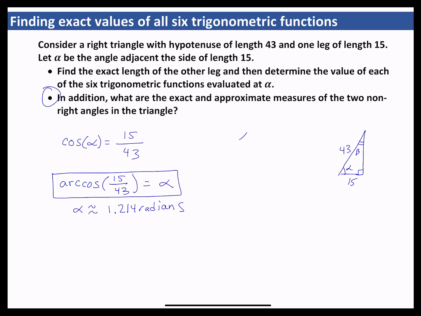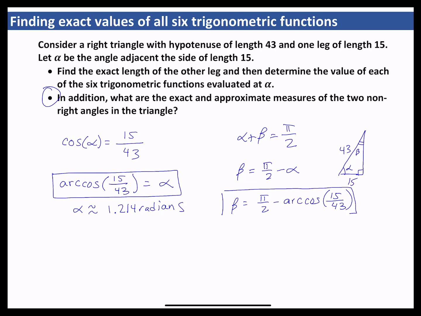Then if we want to find that other missing angle, I'll call that beta, we know that alpha plus beta would have to equal 90 degrees, or pi over 2 radians. So beta is pi over 2 minus alpha. And we saw that alpha was the arc cosine of 15 over 43. So that would be our exact value for angle beta. And using a computational device, we would find that beta is approximately 0.356 radians.